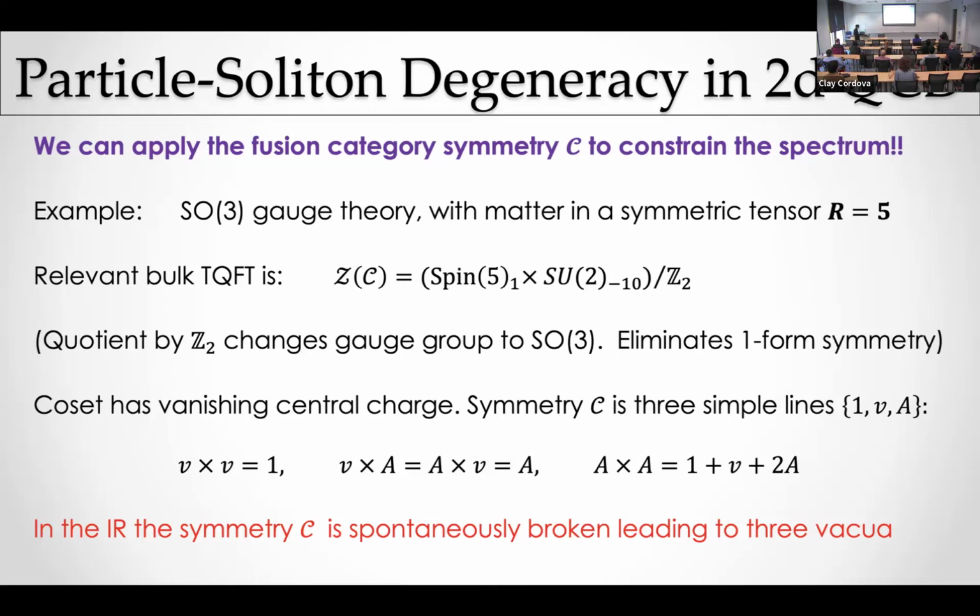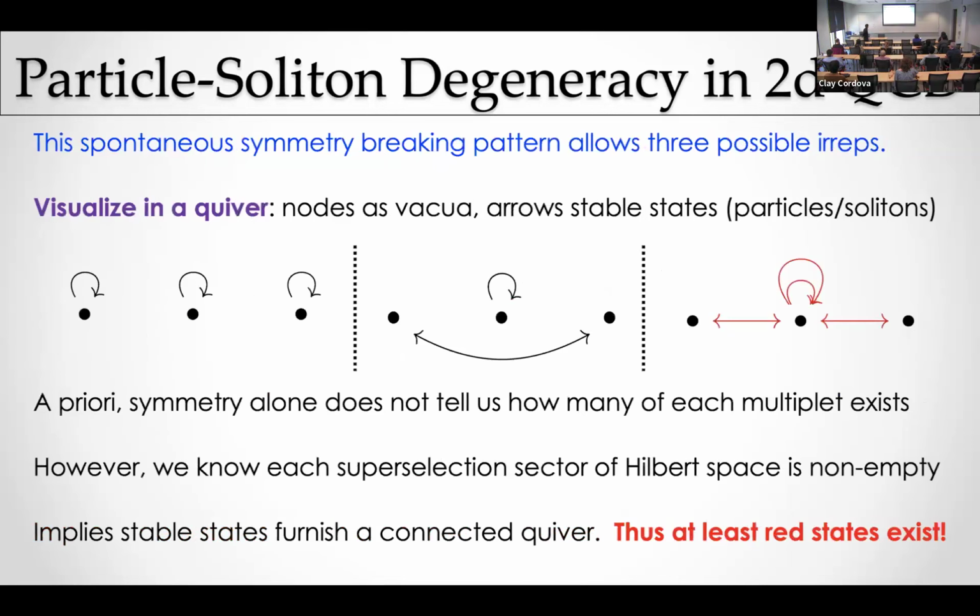And in the infrared, this symmetry is spontaneously broken, leading to 3 vacua. So this gauge theory has 3 vacua at long distances. And here are the possible representations. There are 3 of them. There's this one where each vacuum supports a lonely particle, but all of the same mass. There's this one where there's a soliton-anti-soliton pair between just these 2 and a lonely particle, all of the same mass. And then there's this more Baroque pattern.